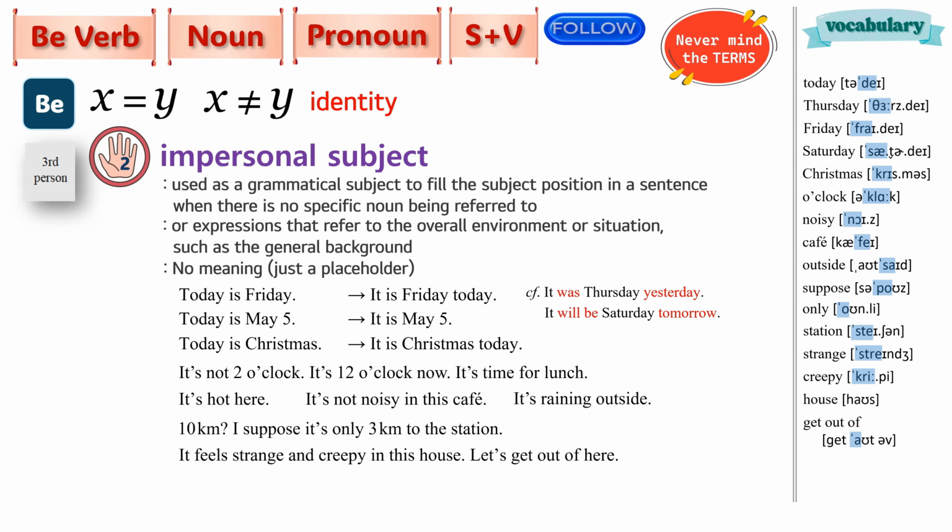It is Friday today. It is May 5th. It is Christmas today. It's not 2 o'clock. It's 12 o'clock now. It's time for lunch. It's hot here. It's not noisy in this cafe. It's raining outside. 10 kilometers? I suppose it's only 3 kilometers to the station. It feels strange and creepy in this house. Let's get out of here.